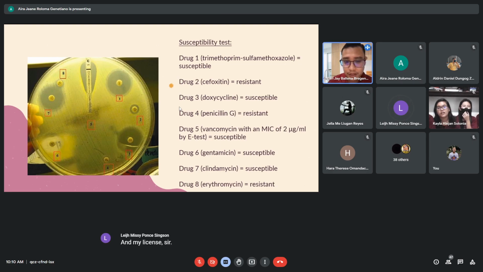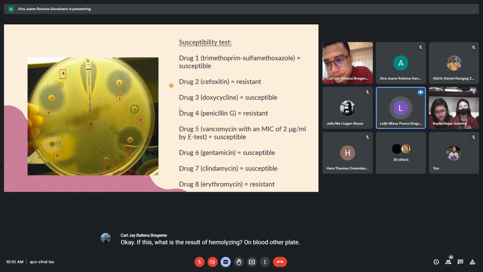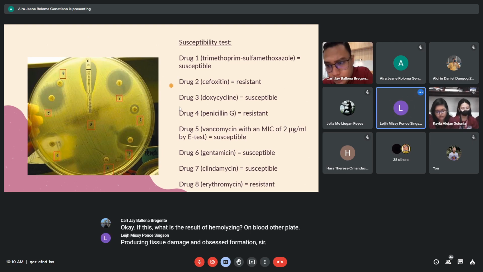Hemolysin, sir. What does hemolysin do? Causes lysis of red blood cells by disrupting the cell membrane, sir. Okay. What is the result of hemolysin on a blood agar plate? Producing tissue damage and abscess formation, sir. On blood agar plate?